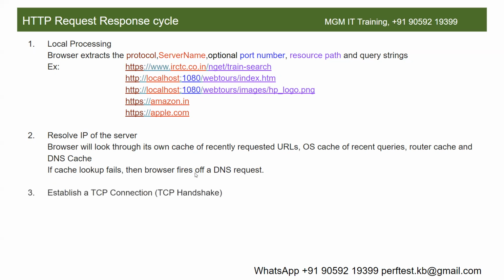Then the next thing is, once it breaks that request, it has to find out the IP address of the server. For finding out that IP address, the browser will look through its own cache of recently requested URLs. To find out the IP address of the server, first it will look into its own cache of recently requested URLs.